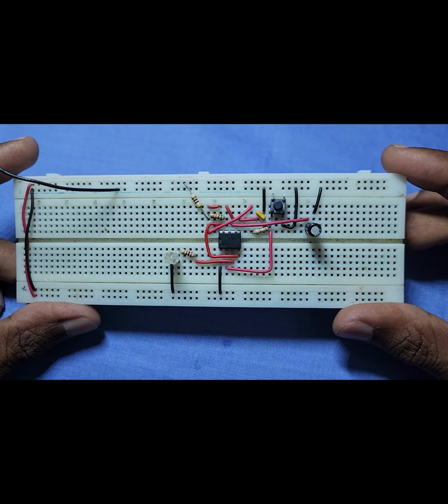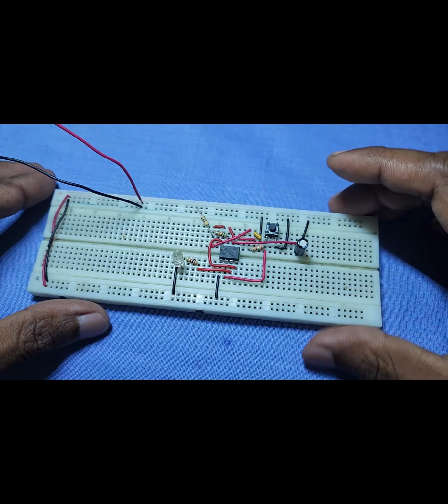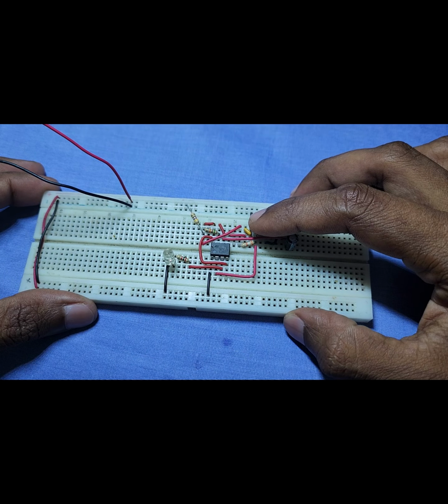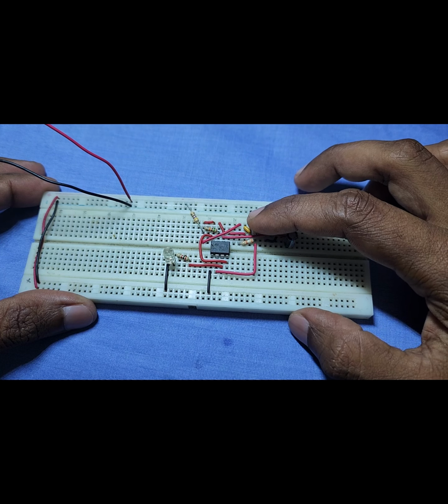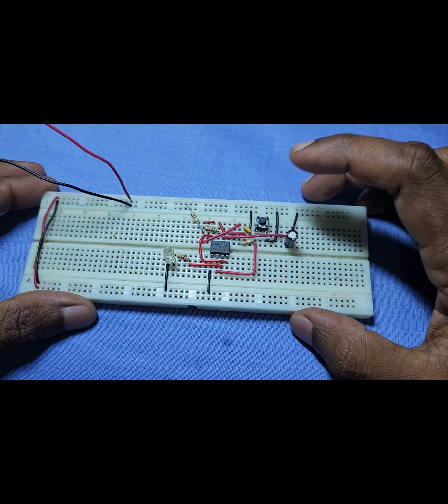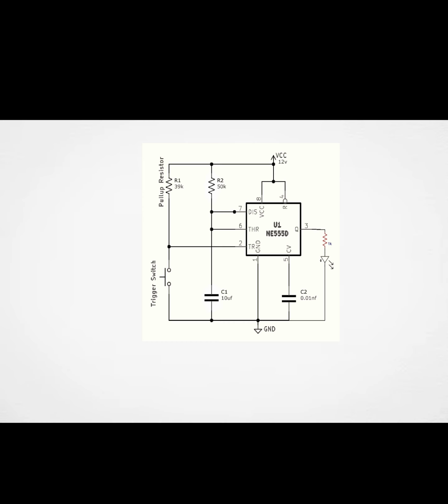Now let's check the practical circuit on the breadboard. When I press the push button, the LED illuminates, but it only lasts for a few seconds. By changing the values of resistor R2 and capacitor C1, the output time can be increased or decreased accordingly.